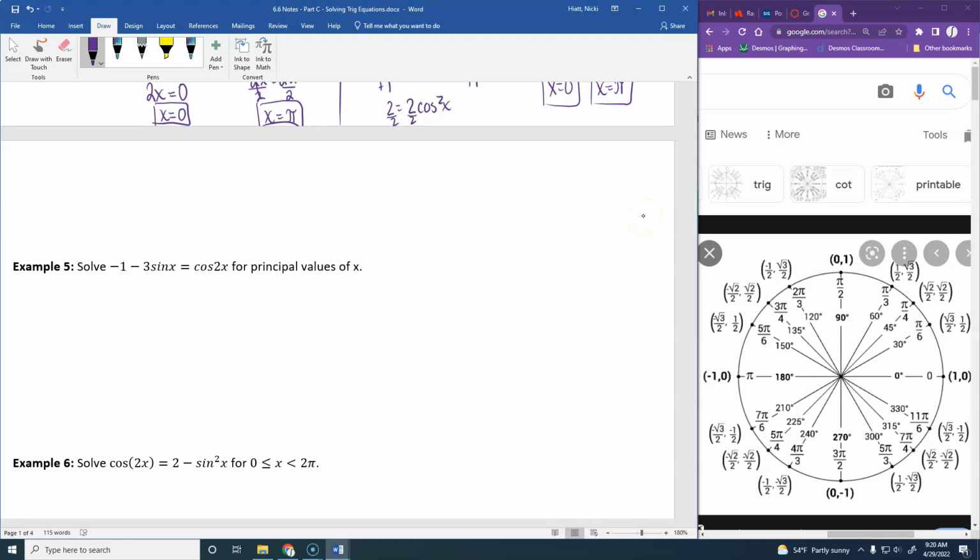And up there at the top of the first page, it told us that cosine of 2x equals cosine squared x minus sine squared x. So let's replace that. Negative 1 minus 3 sine x is going to equal cosine squared x minus sine squared x.